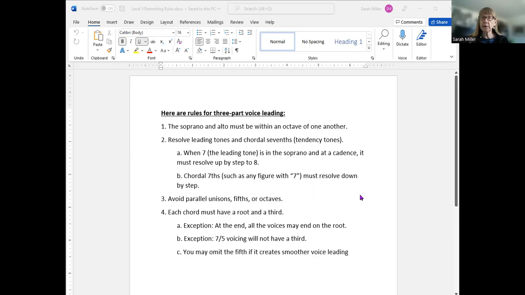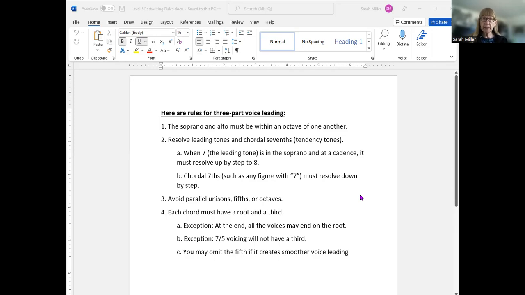Also avoid parallel unisons, fifths, and octaves. And each chord must have a root and a third, except there are two exceptions. One is that at the end, all of the voices may end on the root. So all roots. And if you have 7/5 voicing, which I will show you, you will not have a third because you'll have the seventh and the fifth above the bass. And when you have those two, we only are adding two voices above the bass, so we won't have the third. Now, you may omit the fifth if it creates smoother voice leading.